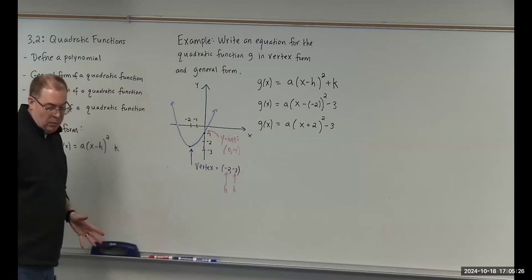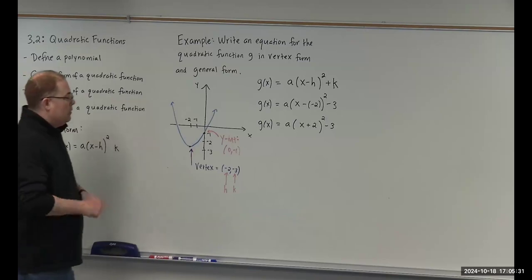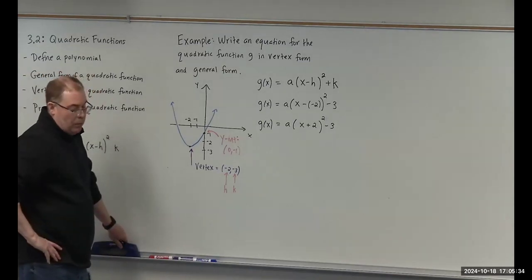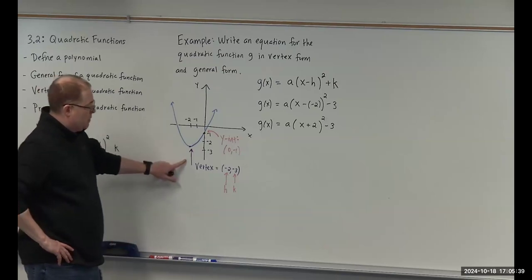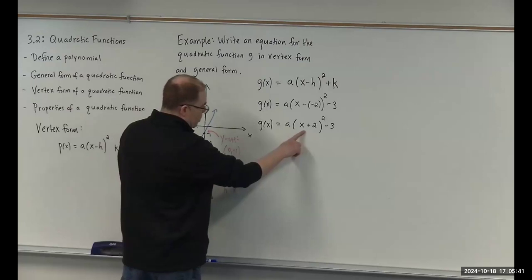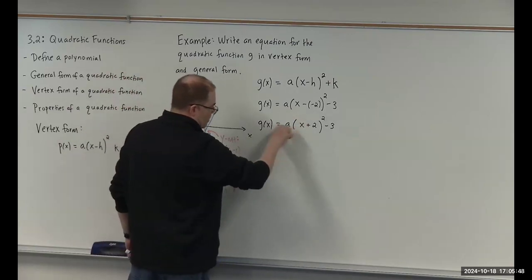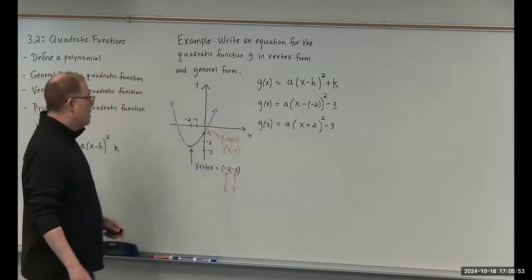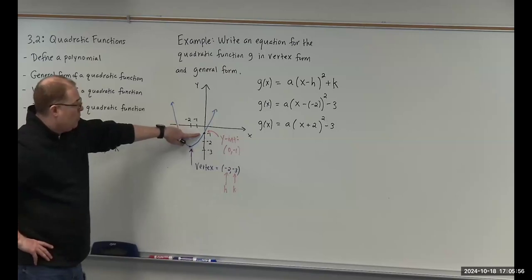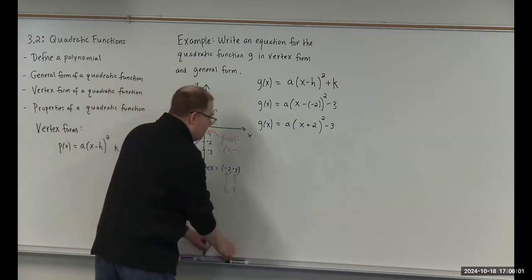So that's what we have so far. Now the question is, how do we find a? To get a, we need another point on the graph. We don't want to use the vertex because if we plug in negative 2 here, we're going to get 0. That's going to wipe out the term that contains a. So we don't want that. However, we do know the y-intercept, so we can use that to figure out what a is.